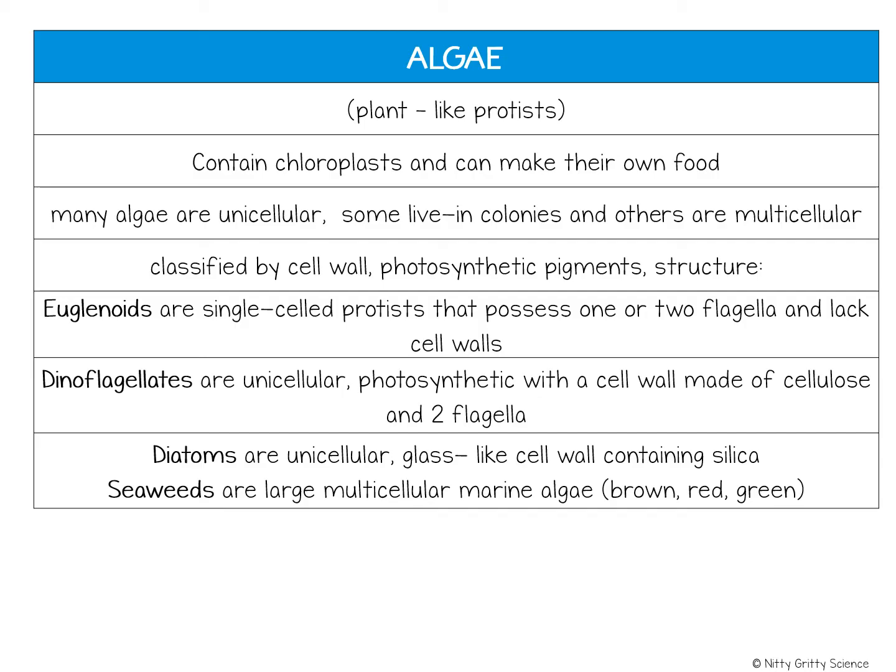Dinoflagellates are unicellular, mostly photosynthetic producers, have a cell wall made of cellulose and two flagella. Found in both freshwater and saltwater environments, dinoflagellates make up much of the plankton, which are microscopic organisms that drift or swim near the surface of bodies of water. Phytoplankton form the base of the food chain for most aquatic organisms.